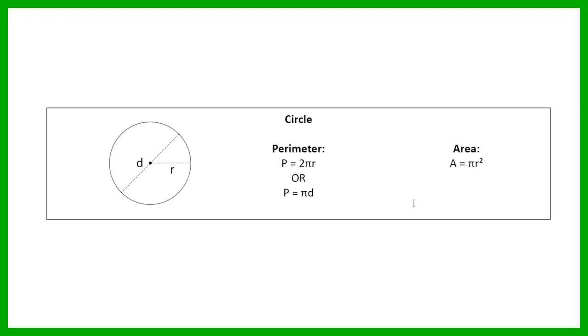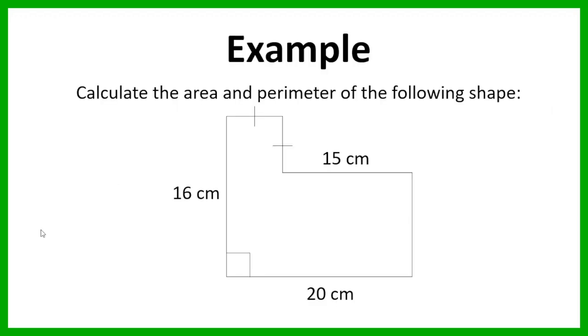Okay, so now let's go and have a look at a couple of examples. The first one we're going to be doing today is this one over here. We've got a 16 centimeter side, a 20 centimeter side, an unknown length over here, 15 centimeters, and two sides that are the same length, but we don't know what the lengths are. So we're going to have to work out the missing lengths first, and then we're going to use that to help us work out the area and perimeter of the shape. So let's have a look at how we would go about doing this.